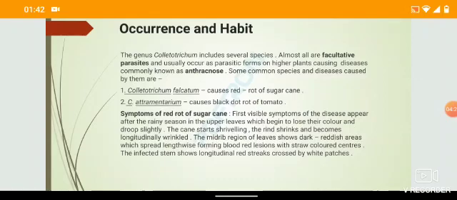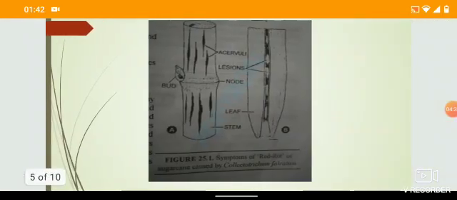The midrib region of the leaves shows dark reddish areas which spread lengthwise, forming blood red lesions with straw colored centers. Now you can see here in the diagram that in the midrib region these lesions appear with the straw colored centers, and in the infected stem also you can see longitudinal red streaks which are crossed by white patches.